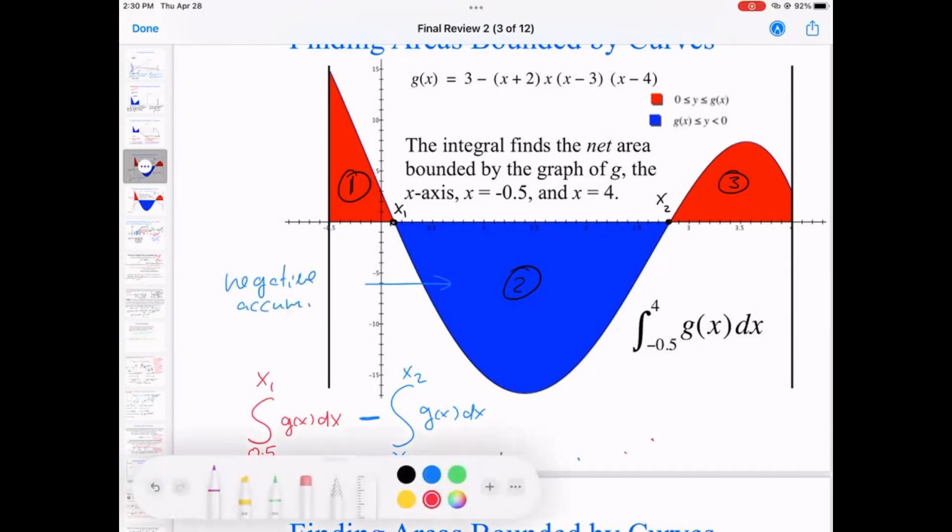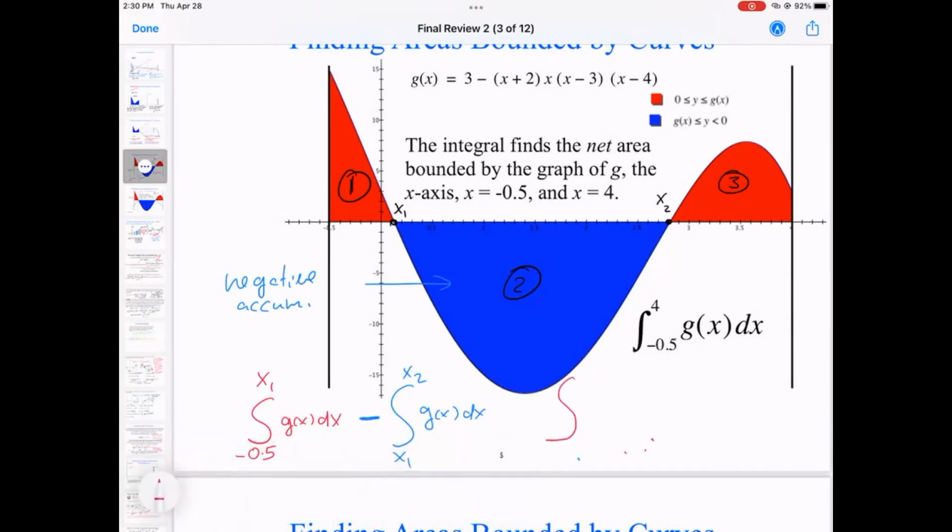And how about the next one? Integral from x2 to 4, good. It actually says it, right? g of x dx, and that's positive. So to get the area enclosed by this curve, you need to calculate this integral. Finally, how do we calculate an integral? How do we calculate something like that? You have to know antiderivatives.